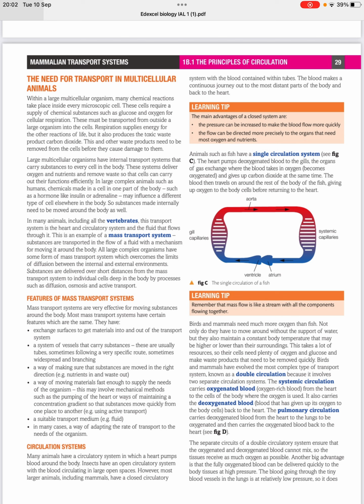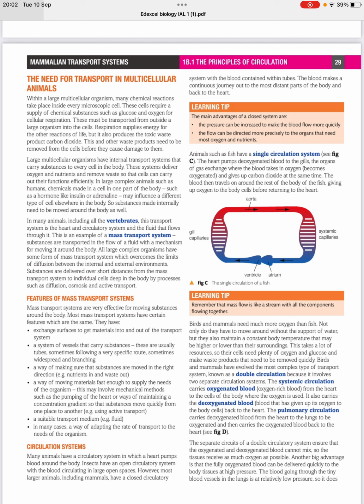Respiration supplies energy for the other reactions of life, but it also produces the toxic waste product carbon dioxide. This and other waste products need to be removed from the cells before they cause damage to them. Of course, some large multicellular organisms have internal transport systems that carry substances to every cell in the body.